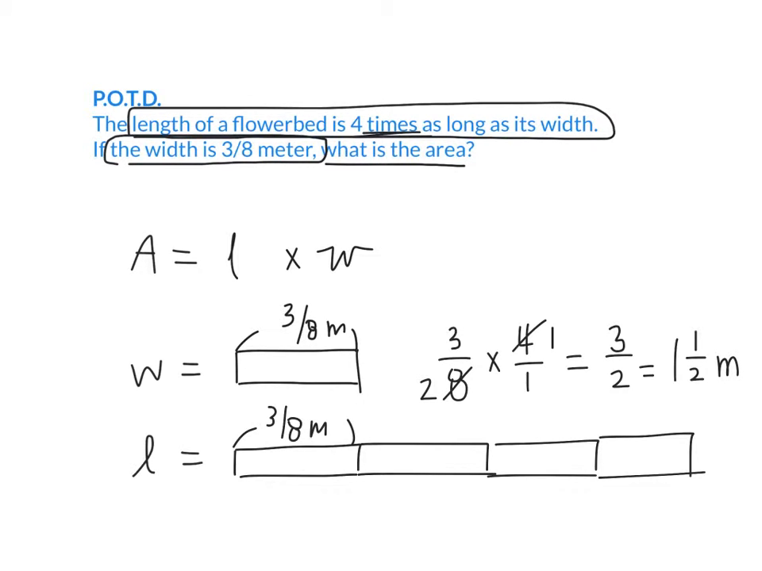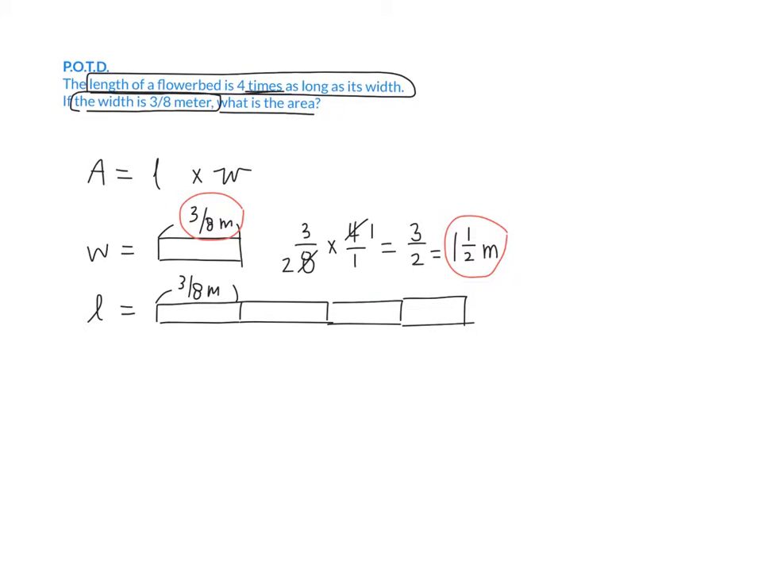So is that my final answer, 1.5 meters? Let me look back at what the question's asking. The question says, what is the area? Oh no, 1.5 meters is not the area. That's the length. So now if I know that the width is 3/8 of a meter and the length is 1.5 meters, how might I be able to find the area? So now to find the area, all I need to do is multiply the length, which is 1.5, times the width, which is 3/8. Do I need to make those denominators the same before I can multiply? No.